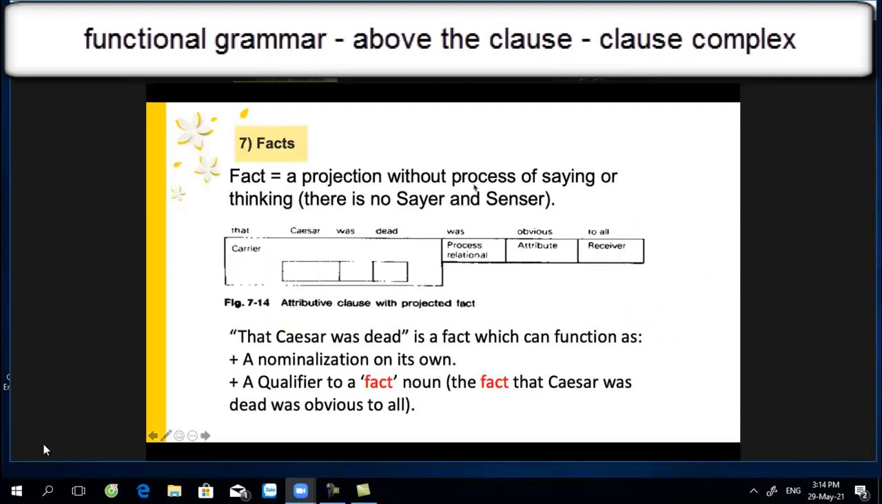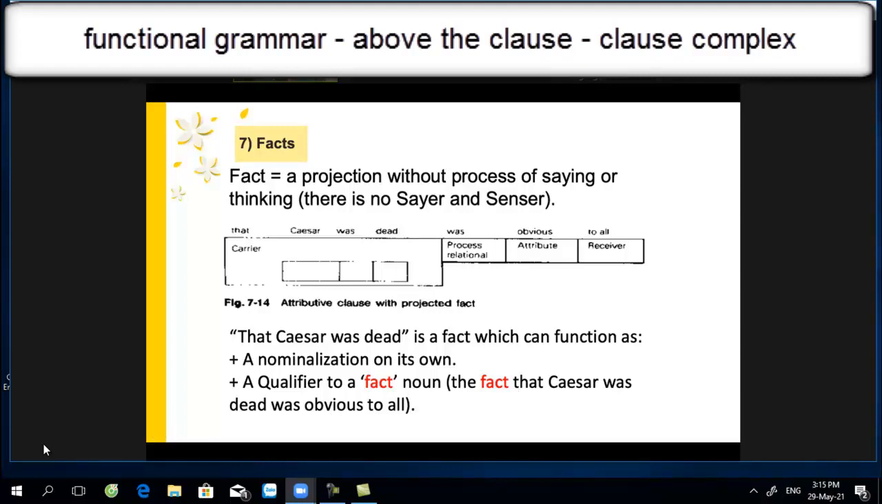Fact is a projection without process of saying or thinking, which means that there is no sayer and senser in the process. For example, that Caesar was dead was obvious to all. Actually, that Caesar was dead here, we normally call it a noun clause in traditional grammar, right? It can function as a nominalization on its own, or it can be used as a qualifier to modify the noun fact. So this sentence can be rewritten into this one. The fact that Caesar was dead was obvious to all. So that Caesar was dead modifies the noun fact. Yeah, so we call it fact.